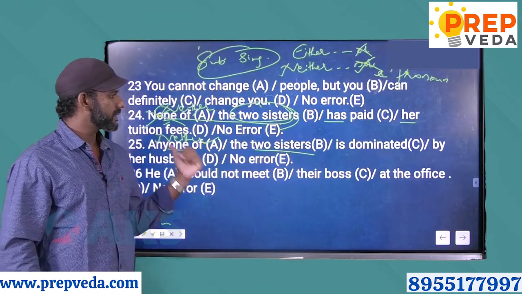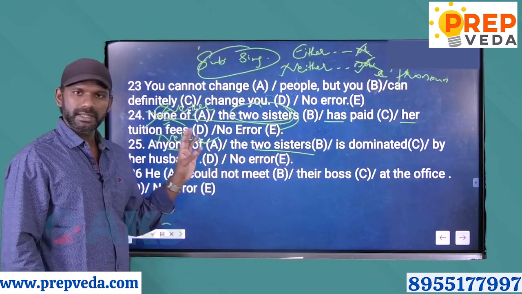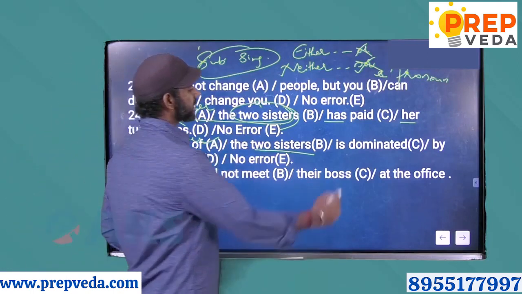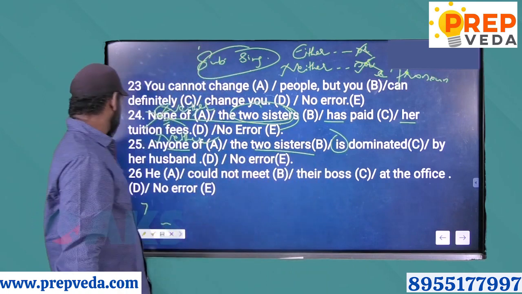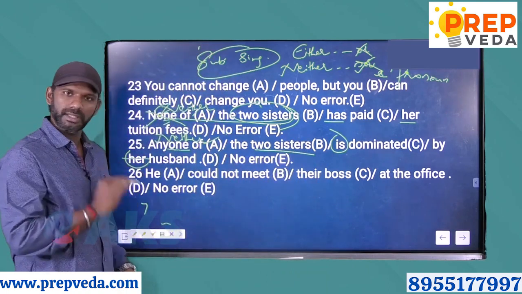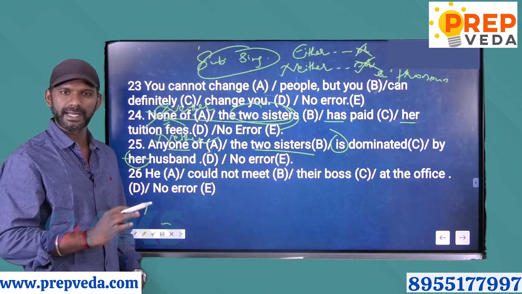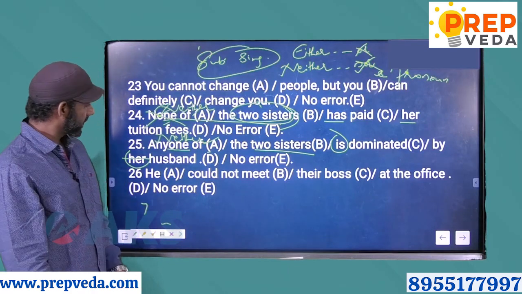Neither of the two sisters: neither is there, nor is not there. The subject is singular, the verb and the pronoun must also be singular. The verb in this sentence is singular. The pronoun in this sentence is her, singular. That is completely fine. The error is in part A. Getting it? The next one.